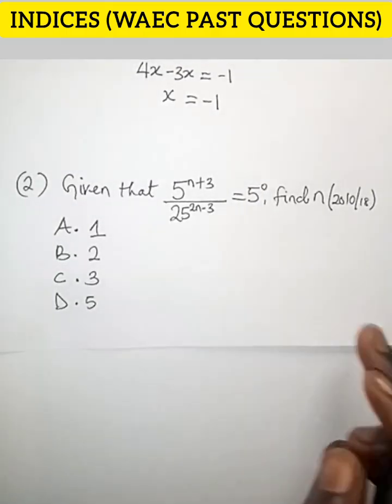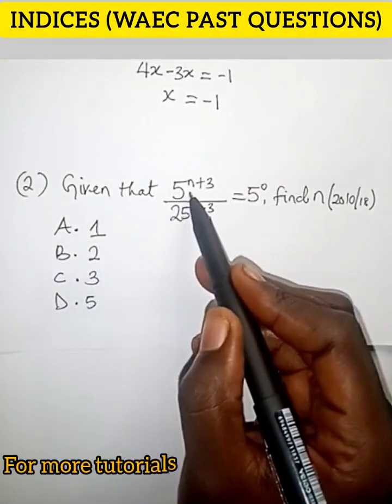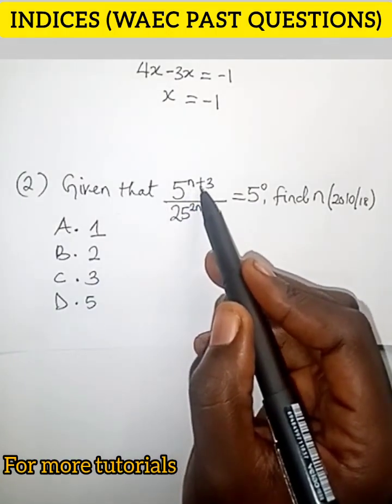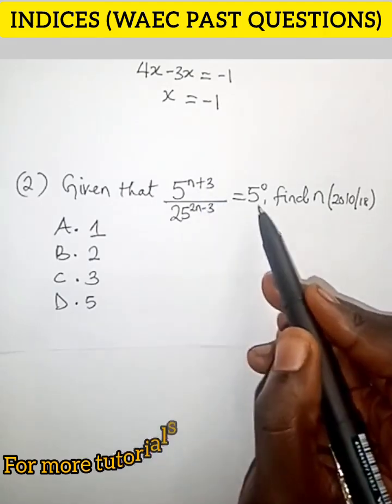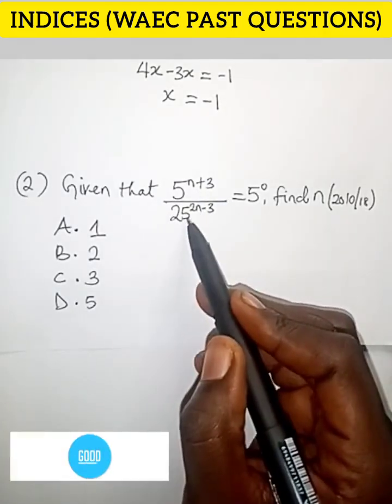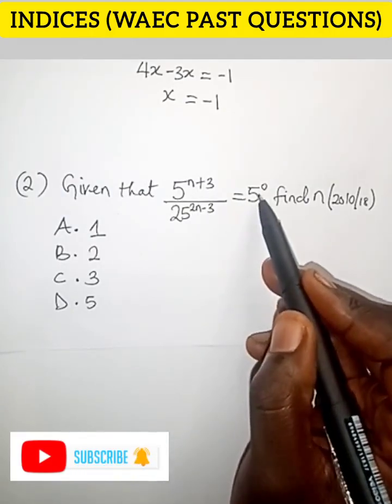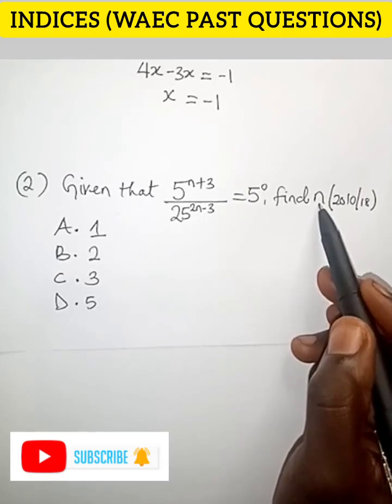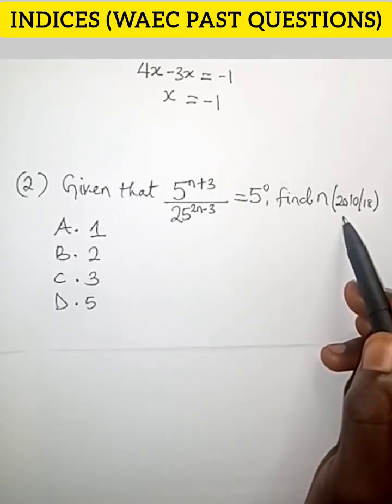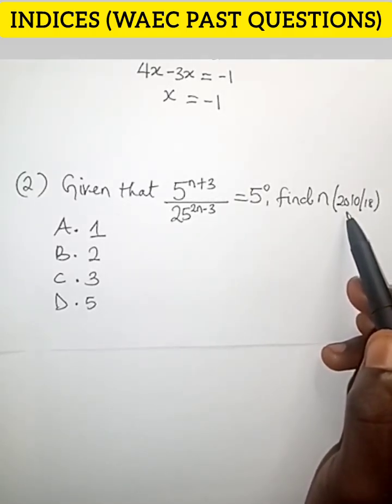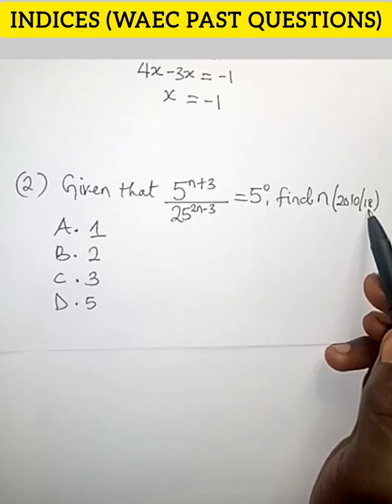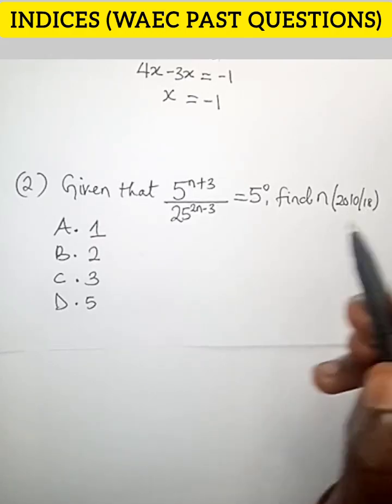Alright, so let's proceed to another question. Given that 5 raised to power n plus 3 over 25 raised to power 2n minus 3 equal to 5 raised to power 0, find n. And this is a WAEC question 2010, question 18, objective. So let's solve.